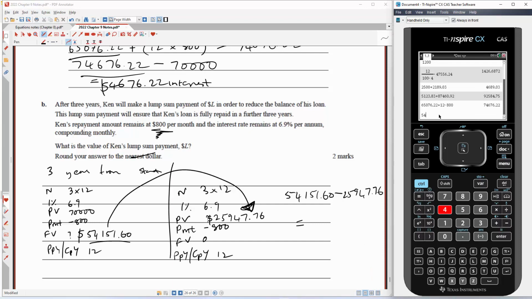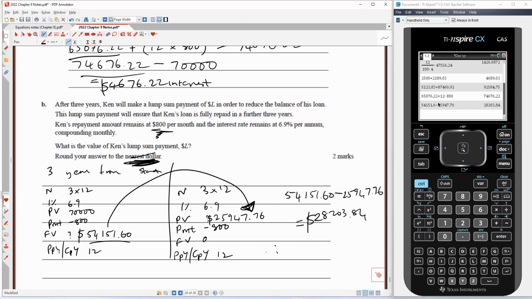So 54151.60. Take away Control V. Oops, probably didn't copy it correctly. Take away. That's an equal sign. Take away 25,947.76, which basically says the lump sum payment is 28203.84. Says round your answer to the nearest dollar, so therefore 28204 is the payment that's required.